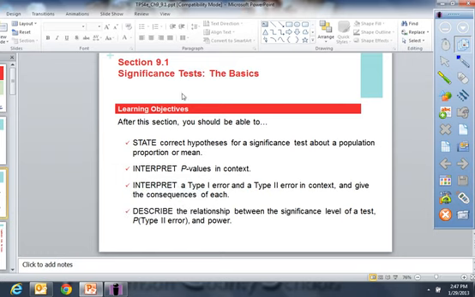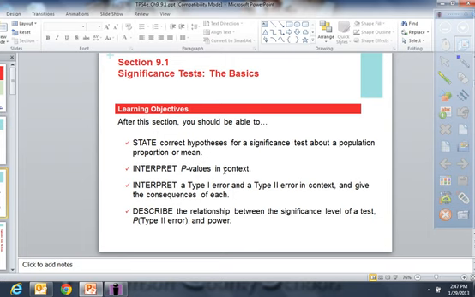All right, 9-1, we start significance test, the basics. We've talked about a lot of the stuff in class today, and I'm going to go a little bit more in depth here on the things. So we're going to state correct hypotheses for a statistical significance test about a population proportion or mean. We're going to learn how to state them correctly.